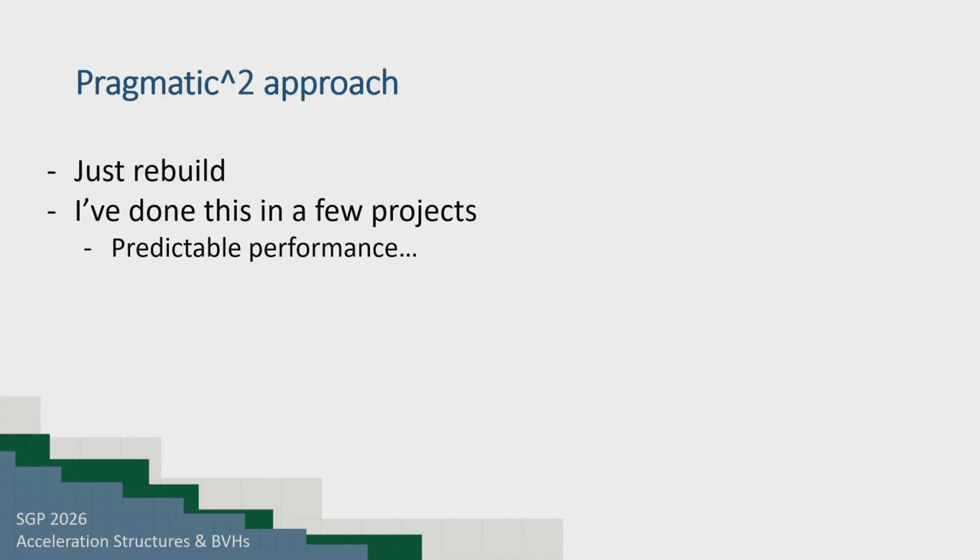Now, I tend to go for an even more pragmatic approach, at least first time around, which is you just rebuild things and hope that it's cheap enough. This has been the case, especially if you do the very simple, greedy agglomerative bottom-up builds. Millions of objects, 10 million objects, fine. It takes you a couple of milliseconds. It's done.